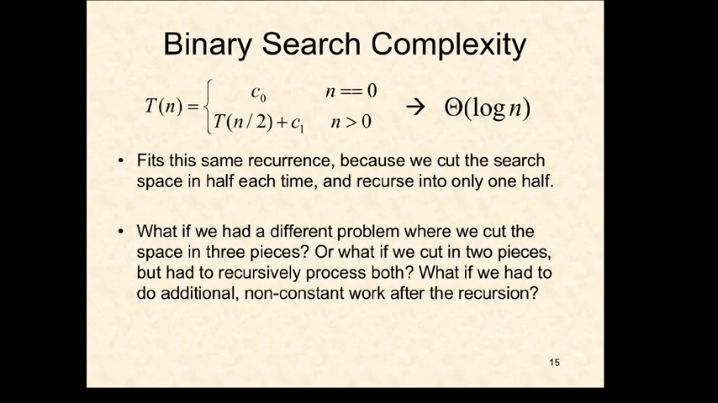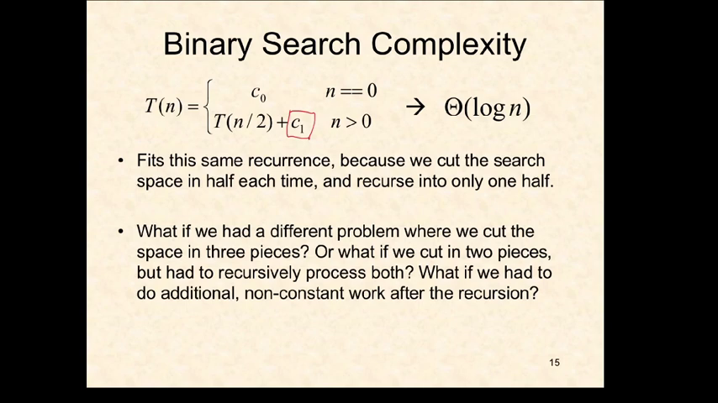What if I was doing something other than binary search, where I split it into 3 pieces and I only had to look in one of them? Or what if I split them into 2 pieces, like in-order traversal? What if I split it into 2 pieces, but I have to make recursive calls into both sides? What if the amount of work after the recursion, or outside the recursion, wasn't constant? What if that involved n somehow?